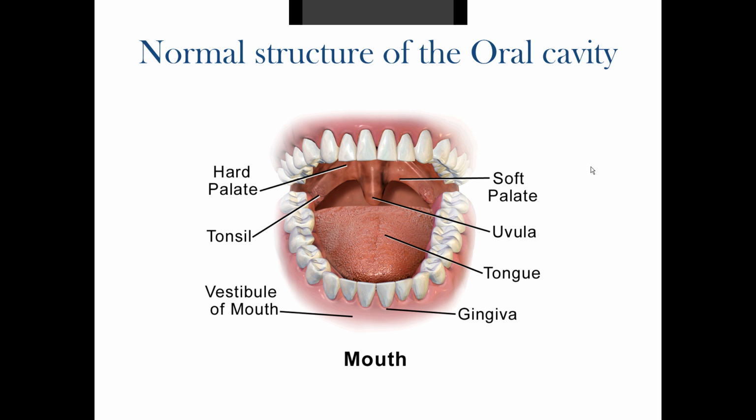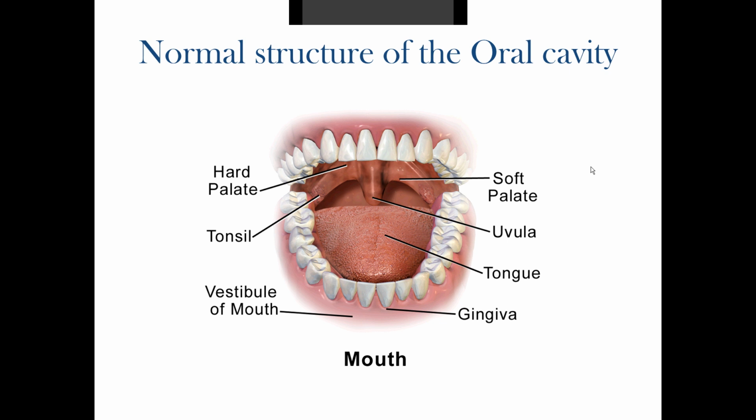Tonsils are lymphoid tissue located in the oropharynx. Uvula is a non-bony muscular projection that hangs from the midline at the posterior aspect of the soft palate. Vestibule is the space between the upper or lower teeth, gingiva, cheeks, and lips. Now, why I am describing the normal structure of the oral cavity is for you to familiarize yourselves with the structures, so that when we talk about the complications, it will be much easier for you all to understand.